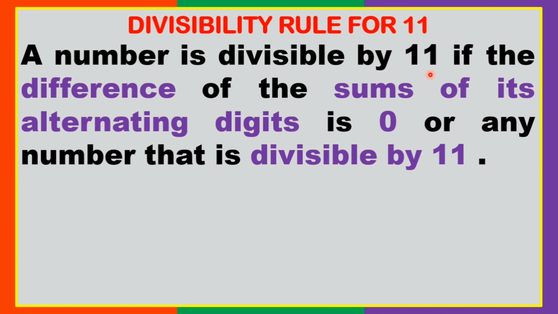Divisibility rule for number 11. So this is special. That's why pinahuli natin ang rule na ito. It's all about the divisibility rule for number 11. A number is divisible by 11 if, take note of this, the difference of the sums of its alternating digits is 0 or any number that is divisible by 11. So, we need to get the sum and the difference of the alternating digits. So, how are we going to get it? Let's take an example.